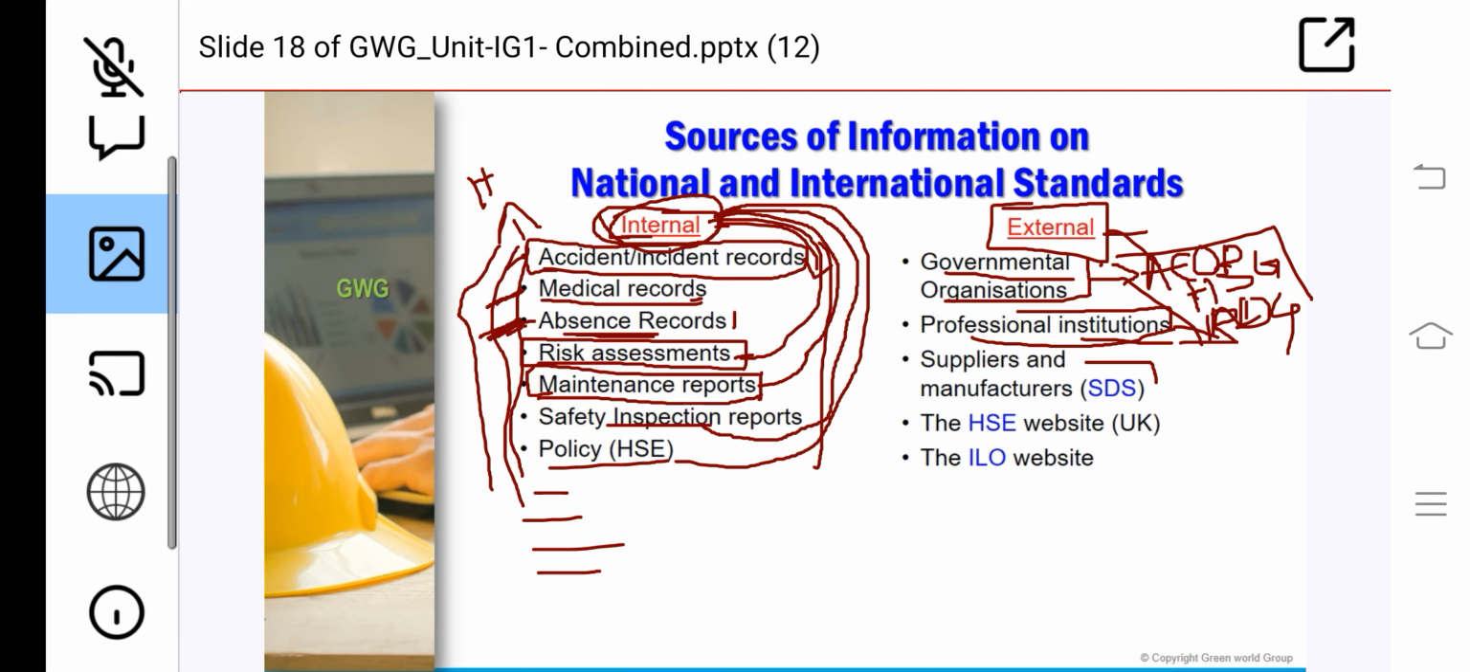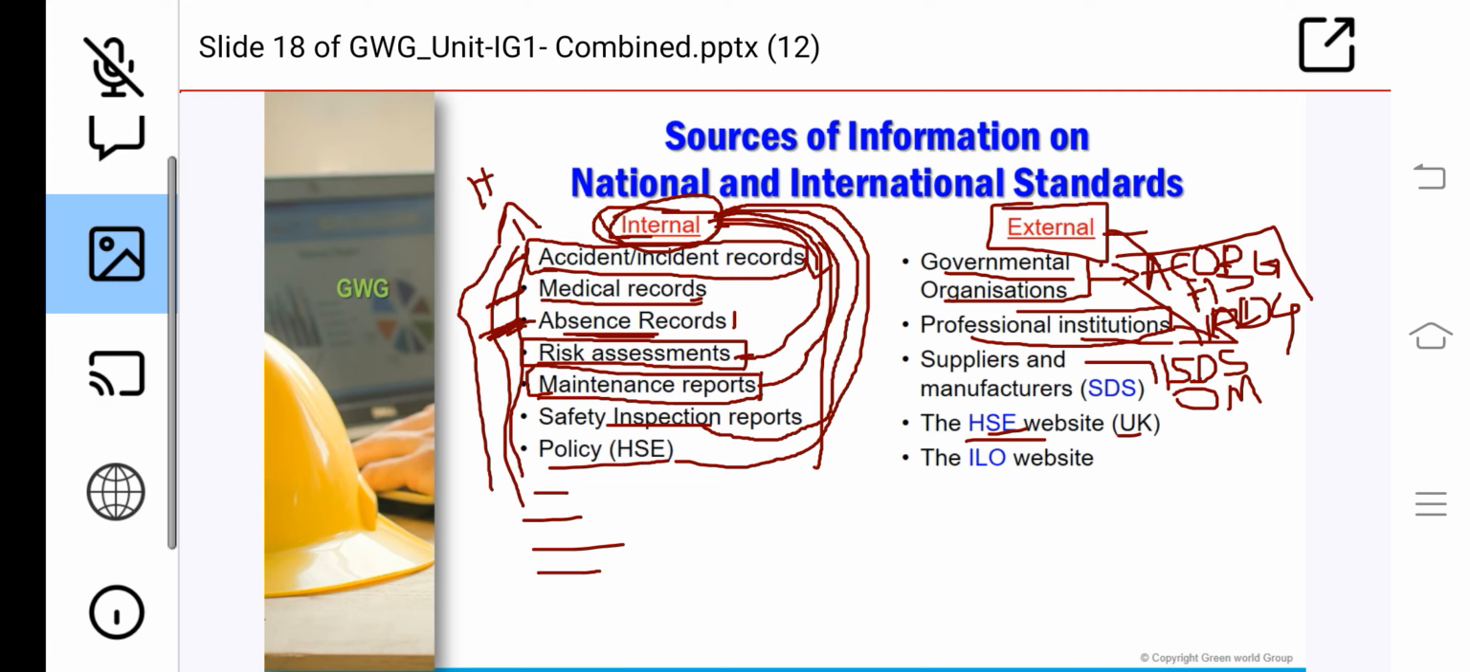Then suppliers and manufacturers. Suppliers or manufacturers will give what? Safety data sheets, right? Data sheets and the operating manual for the machine. Then health and safety websites like the Health and Safety Executive, HSE, meaning Health and Safety Executive UK.